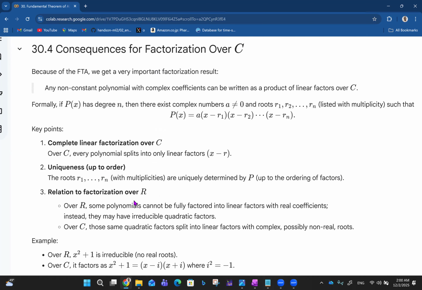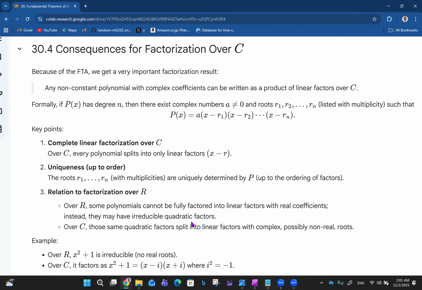Over R, some polynomials cannot be fully factored into linear factors with real coefficients. That's why sometimes when we solve some polynomials, we discover that there are no real roots, but you always find complex roots. As far as the fundamental theorem of algebra is concerned, even if you cannot find any real roots, there are definitely complex roots that align with the degree of the polynomial.